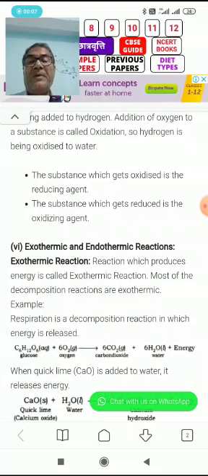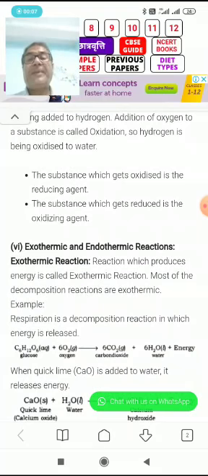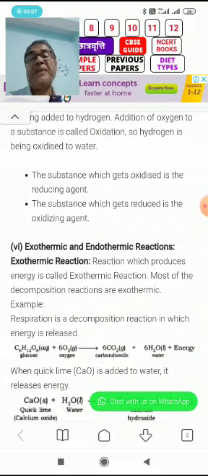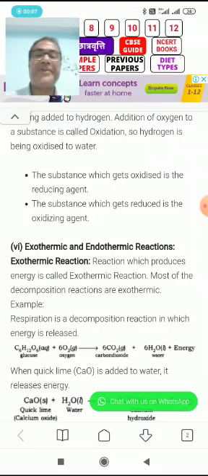Now, as we know, during a chemical reaction, heat change takes place. Heat change takes place means either heat is absorbed or heat is released. So, on the basis of change in heat, chemical reactions are classified into two groups: exothermic reaction and endothermic reaction.